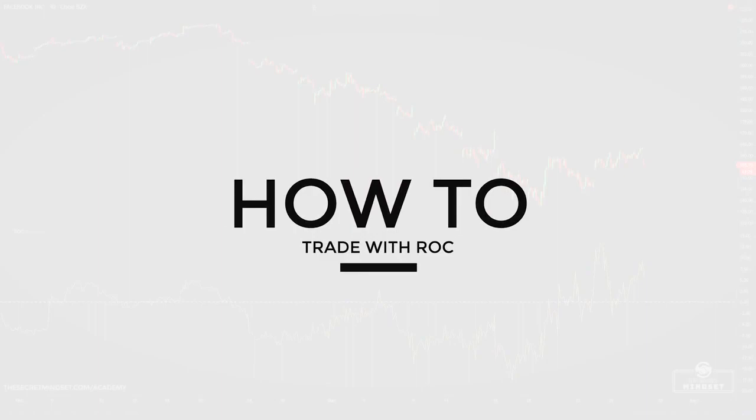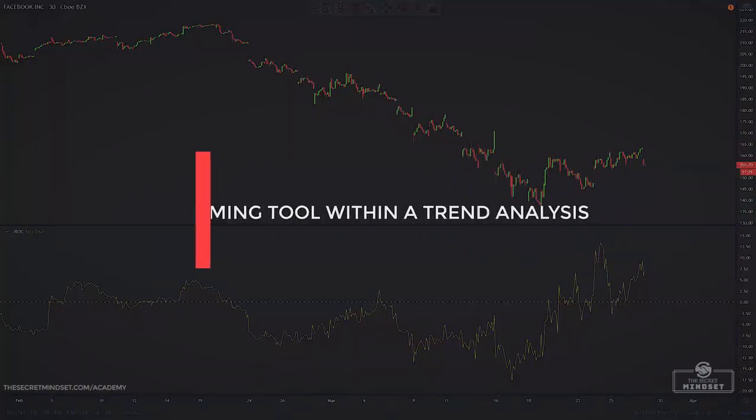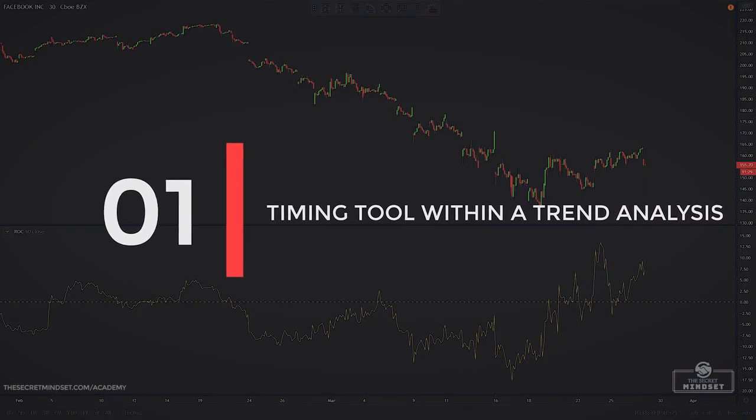How to trade with the price rate of change. First strategy, using the rate of change as a timing tool within a trend analysis.